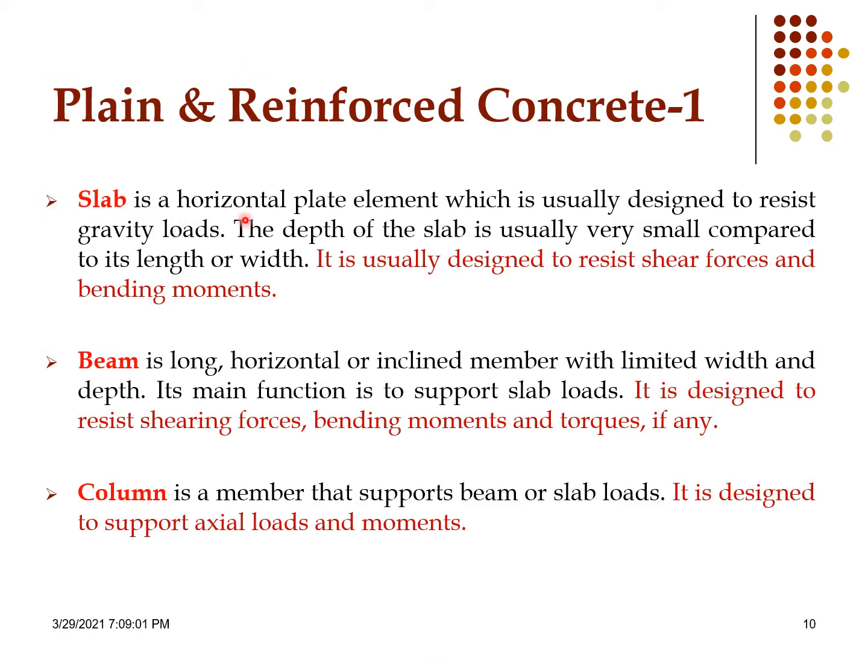Slab is actually a horizontal plate element which is usually designed to resist the gravity load. Beam is actually a long horizontal or inclined member with limited width and depth. Its function is to support the slab load. It is designed to resist shear force, bending moment and torques if any. Column is basically a vertical member which supports beams or slab load. It is normally designed for axial load and moment if any.